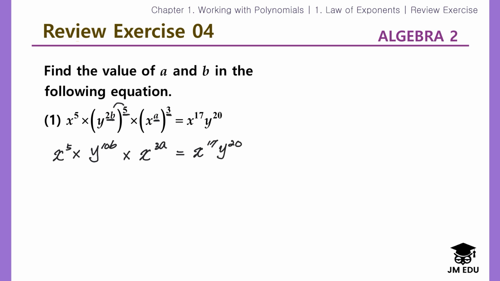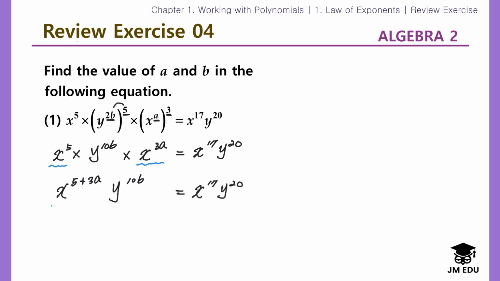On the left-hand side, we have two terms with the base x. So let's simplify this. It's multiplication, right? So we have to add exponents. x to the power of 5 plus 3a, and we have y to the power of 10b, and that is equal to x to the 17, y to the 20.